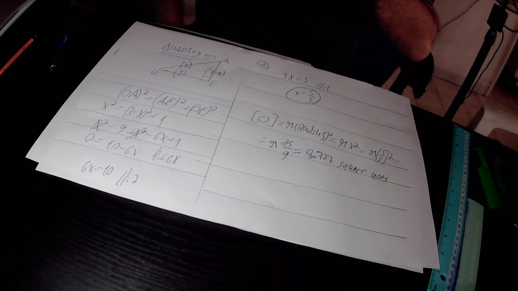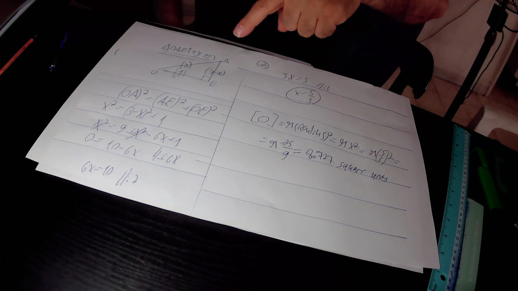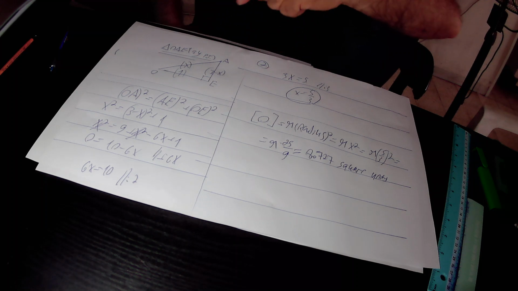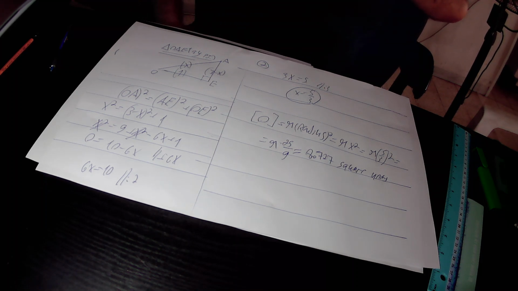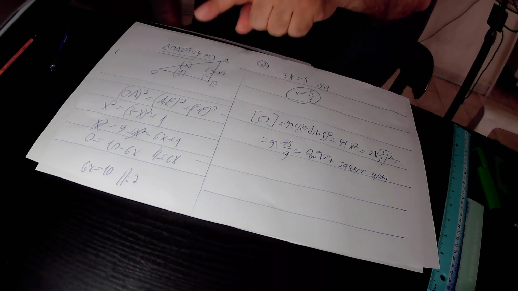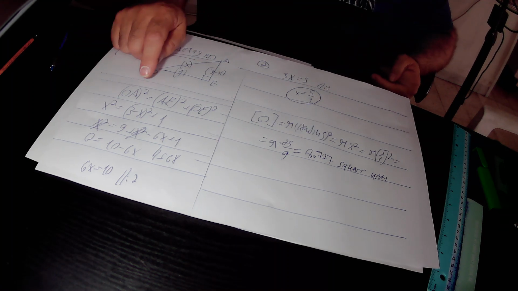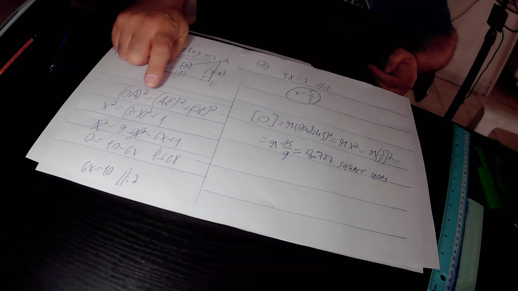AO is x, therefore AO squared is x squared, and it is equal to AE squared. AE is 3 minus x, therefore AE squared is (3 minus x) squared, plus OE squared. OE is 1, therefore OE squared is 1 squared, that is 1. So in total, we found out that x squared equals (3 minus x) squared plus 1.